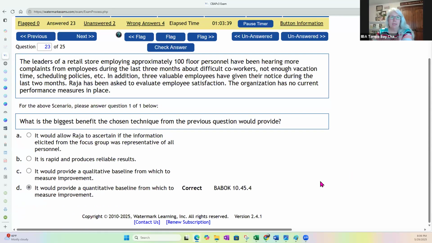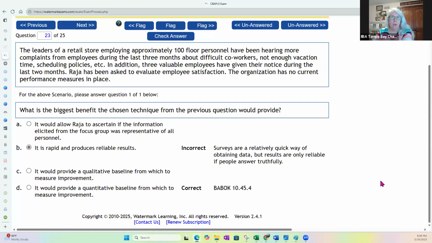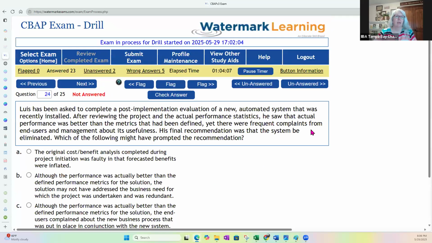Okay, that is the correct answer. It would provide a quantitative baseline if you write a survey correctly, and it's an art. Let me show you why this is not the right answer. Surveys are a relatively quick way of obtaining data, but results are only reliable if people answer truthfully, which is one of the weaknesses of the technique of surveys. And you're right, Bob. I've done this a whole bunch of times to be able to memorize all these interactions.